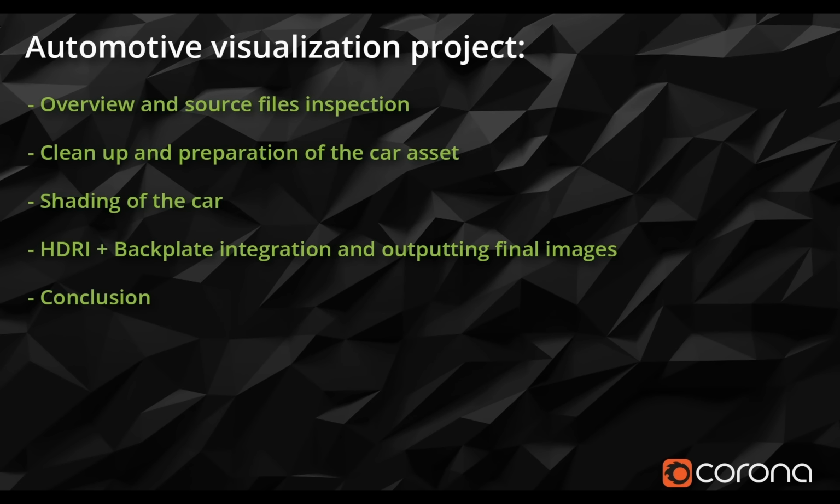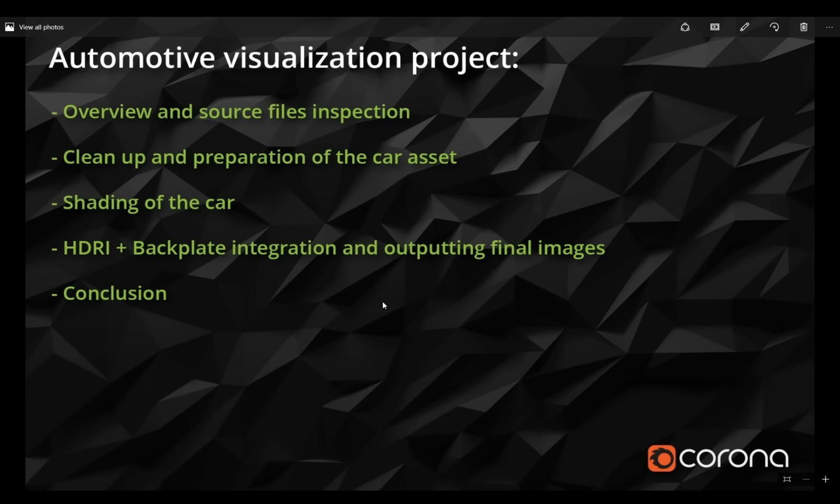So this tutorial will be divided into 5 parts, and this is the first part, where we will overview the project and inspect the source files. In the next part we will be cleaning up and preparing the car model. Then we will shade the car, then we will set up HDR lighting and backplate integration, and we will output our final images, and in the last part we will conclude what we went over in this tutorial. Okay, so with that done, let's get started.